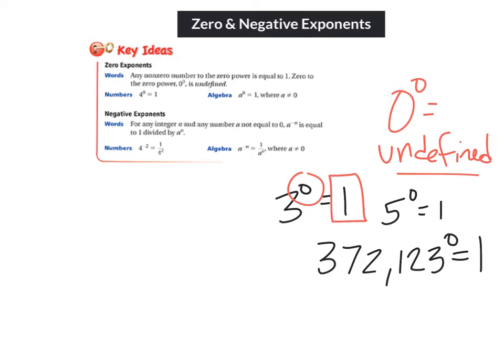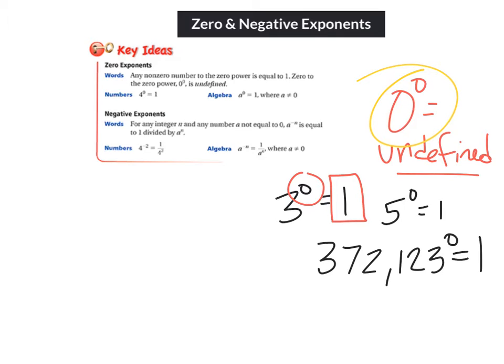Okay? For negative exponents, for any integer n and any number a that's not equal to 0, a to the power of a negative exponent is equal to 1 divided by a to that next exponent. Okay, so again, you can't have 0 stuff here.